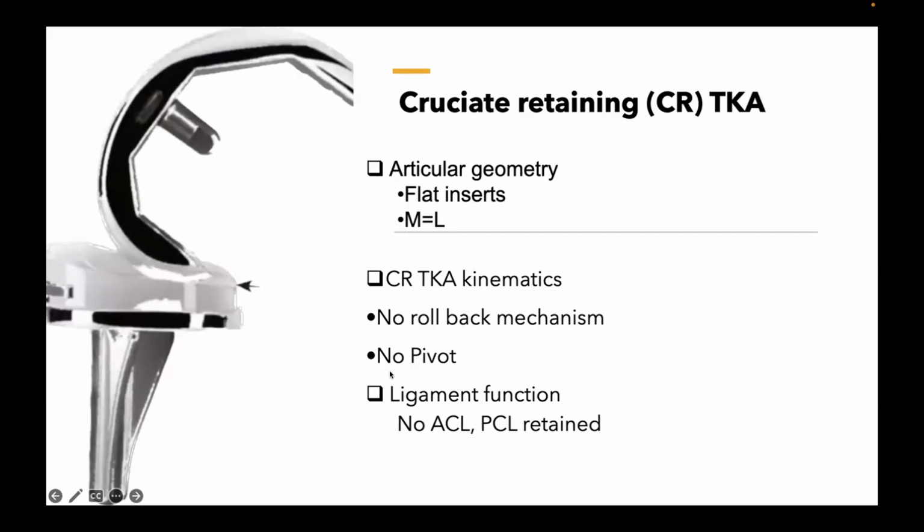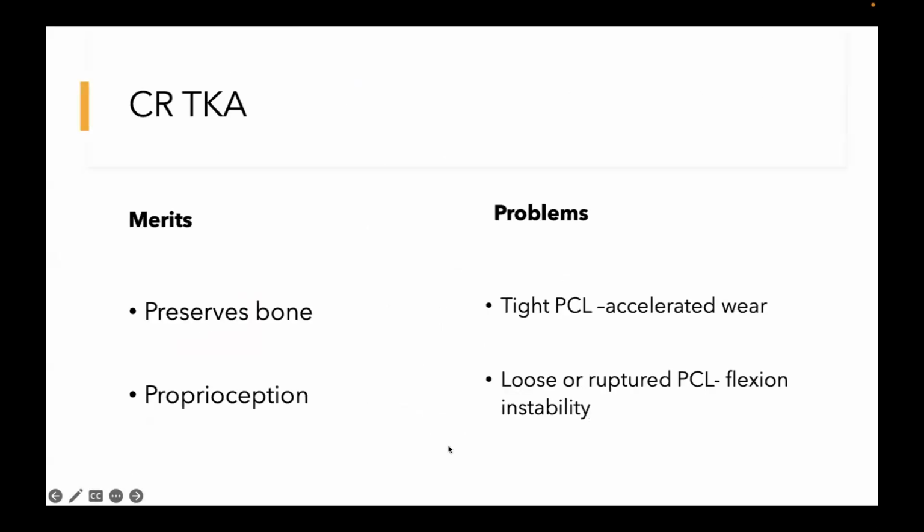So the PCL aids in the rollback, and there is no inherent rollback mechanism in the implant. There is no pivoting which is happening. The merit of a cruciate retaining TKA is that it preserves bone. The PCL has some theoretical role with proprioception. But the problem that arises is that the PCL balancing is difficult. A tight PCL can result in accelerated wear. And if the PCL is loose or ruptured, it can result in flexion instability later.